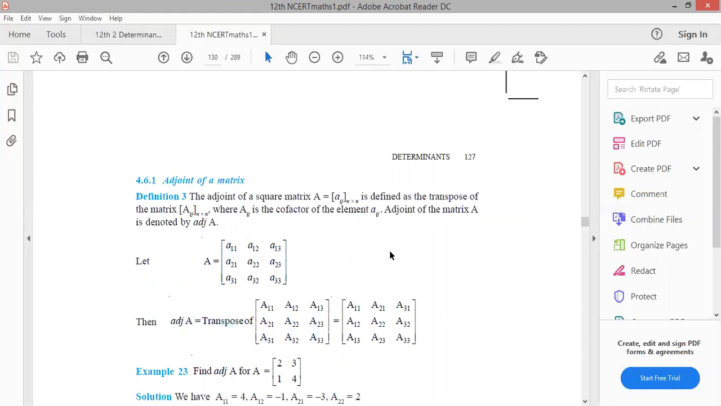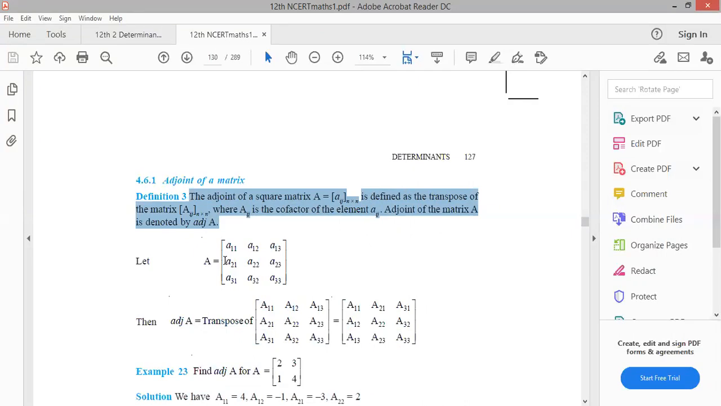So once again, now we will define it in the formal way. The adjoint of a square matrix is the matrix defined as the transpose of the matrix Aij, where this Aij of order n cross n is the matrix of cofactors. The adjoint of a matrix A is usually denoted by adj A. So this is any given matrix.